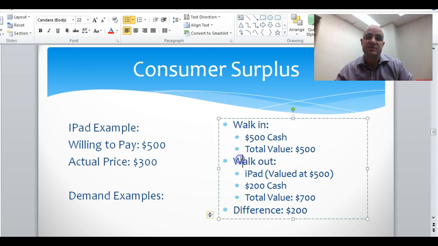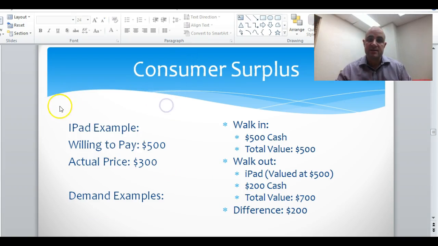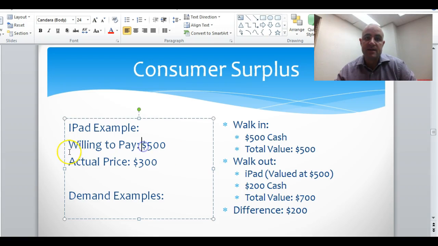So here's a simple example of consumer surplus. Let's say that you want to go in and buy an iPad. At the current moment, you don't know how much that iPad costs. What you do know is that you are willing to pay $500 for it. Right? That's how much it's worth to you. So again, willingness to pay, value, marginal benefit. We talked about all this.